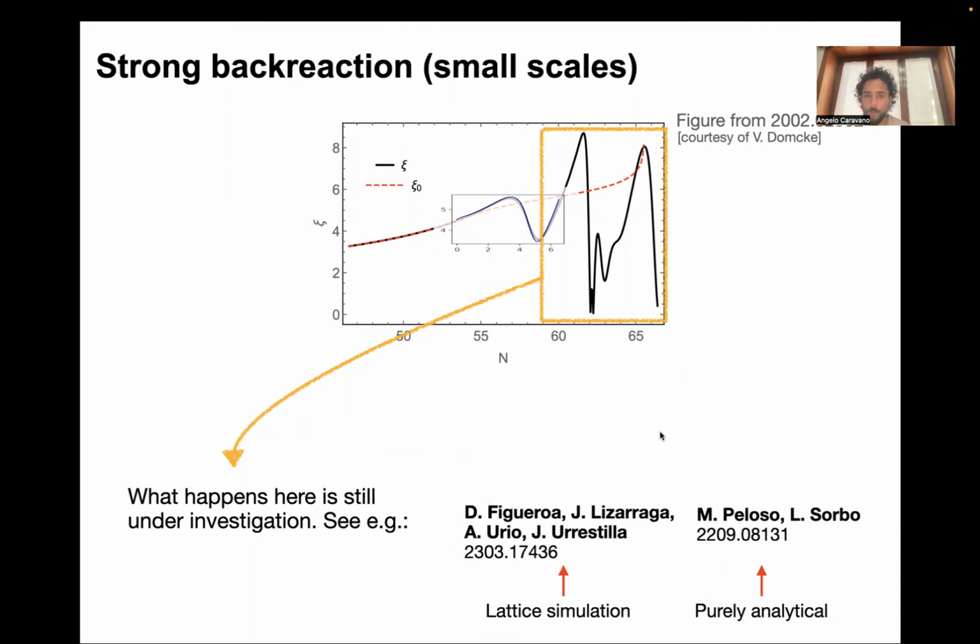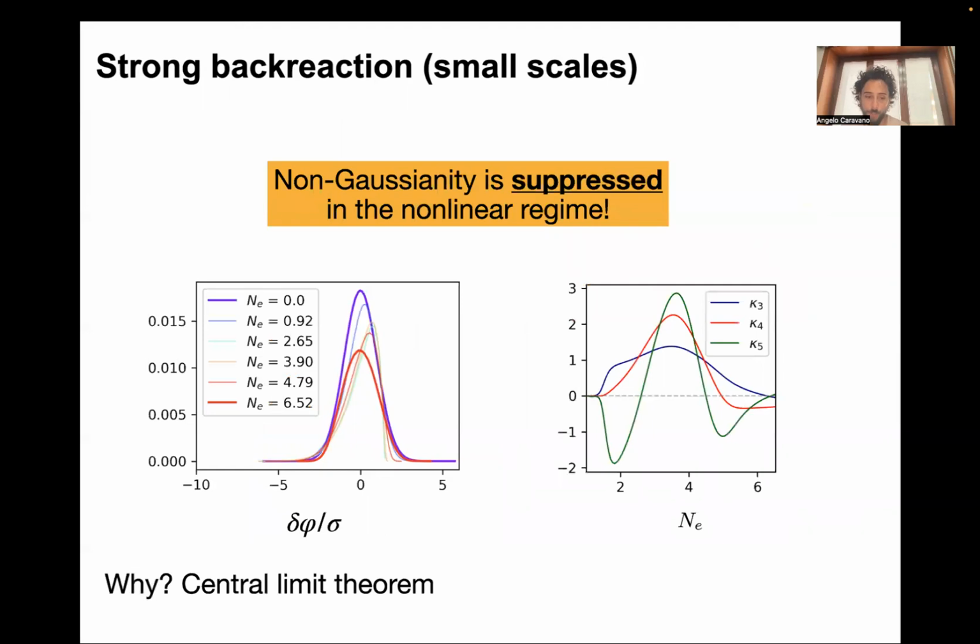in a purely analytical way. But what we discovered new, so this kind of non-trivial background behavior, which shows as some sort of resonant peak, is not new. What is new is what we find as a very interesting result: when the system enters this nonlinear regime, this nonlinear phase or strong backreaction phase, as soon as the system enters this phase, non-Gaussianity is suppressed.